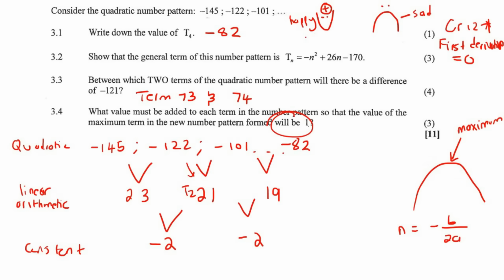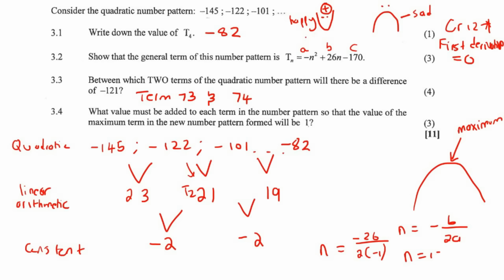Don't worry about this added to make a 1. We'll sort that out later. For now, we're just going to find the turning point or the maximum for this one. So let's do that quickly. We're going to use n equals minus b over 2a. So this is your a, this is b, and this is c. b is 26, so we say negative 26, because there's a negative over there, and a is minus 1, so we say 2 times negative 1. And that's going to give us 13.